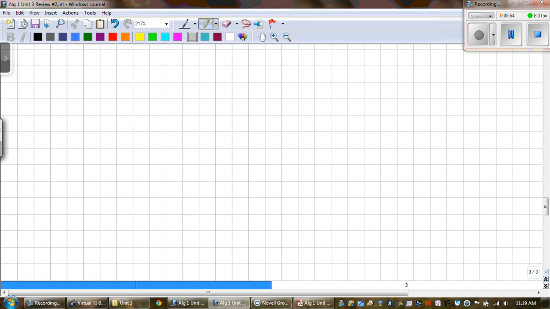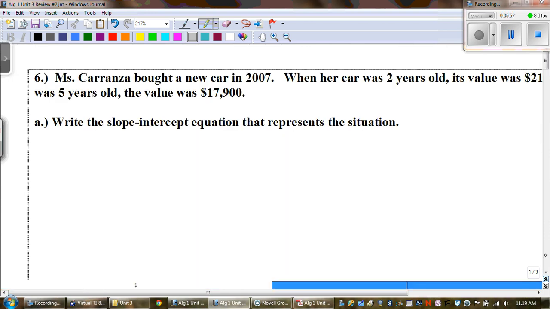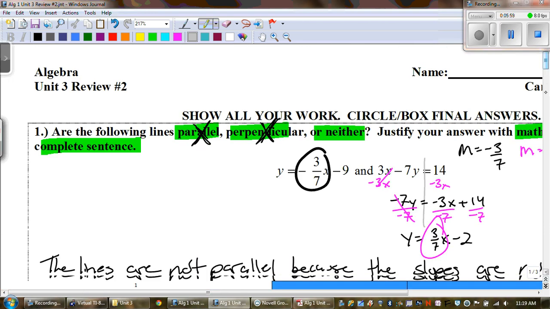Oops. Too many pages down. Come on. Come on. There we go.